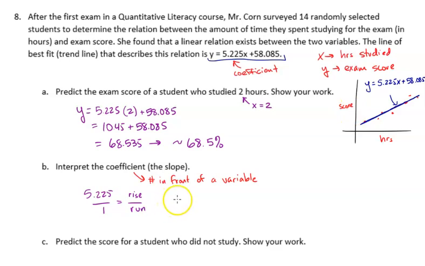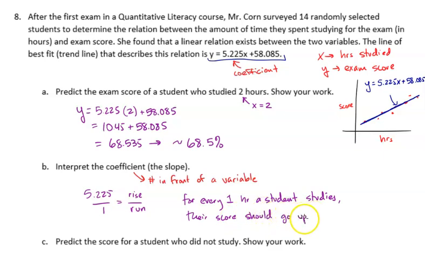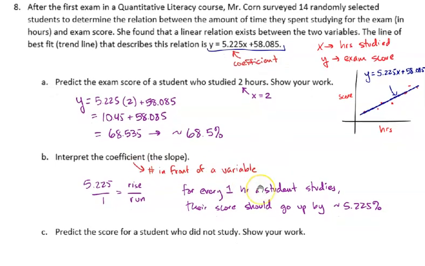So what this means is that for every 1 hour a student studies, their score should go up by about 5.225%. And that's what that coefficient means. Now the next question, let me scroll down here a little bit.